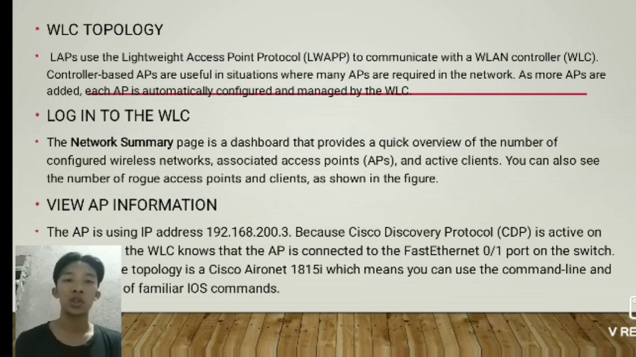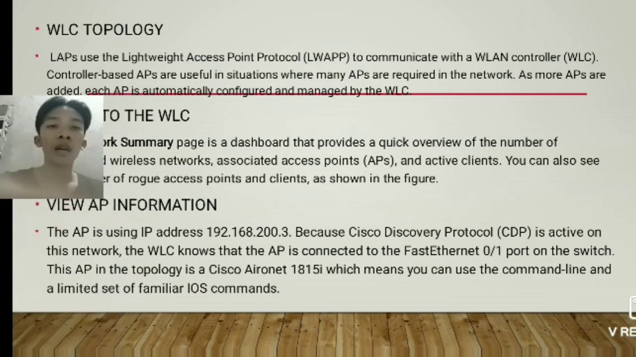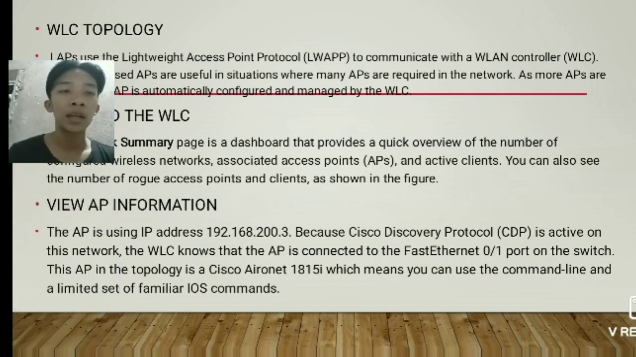View AP information. The AP is using IP address 192.168.200.3 because Cisco Discovery Protocol, or CDP, is active on this network. The WLC knows that the AP is connected to FastEthernet 0/1 on the switch. This AP is a Cisco Aironet 1815i, which means you can use the command line with a limited set of familiar IOS commands.